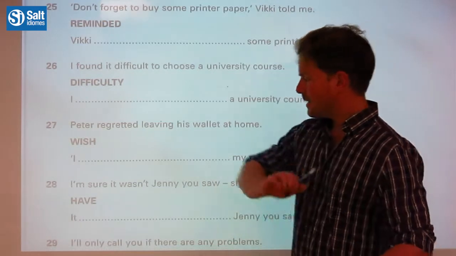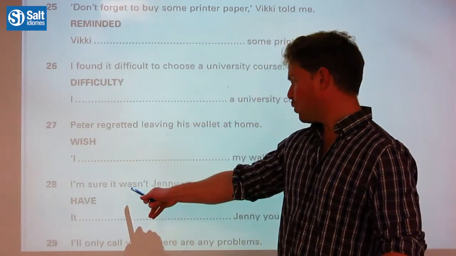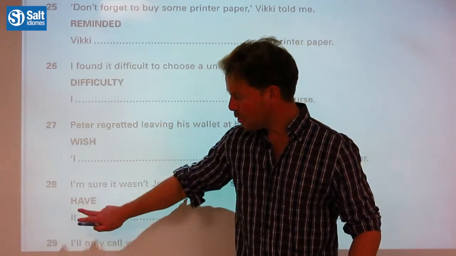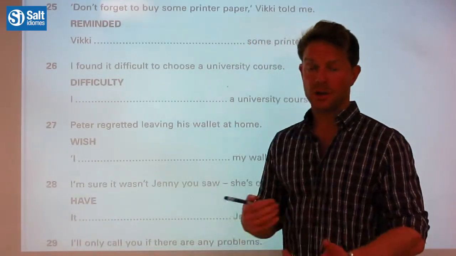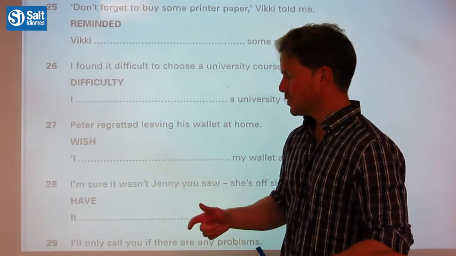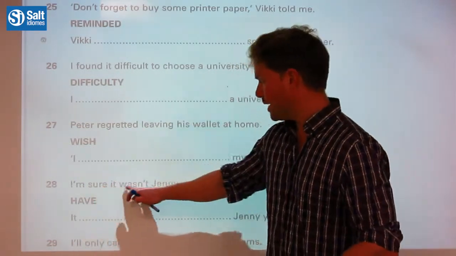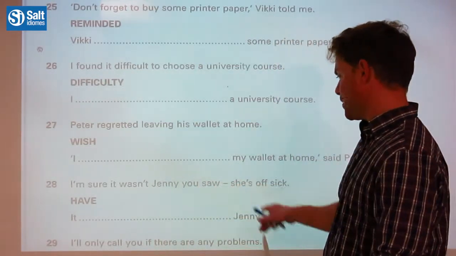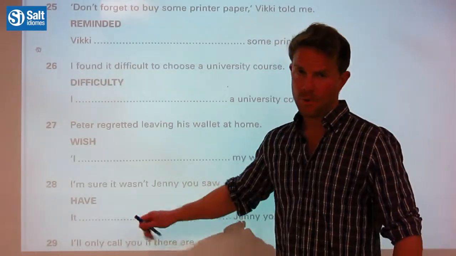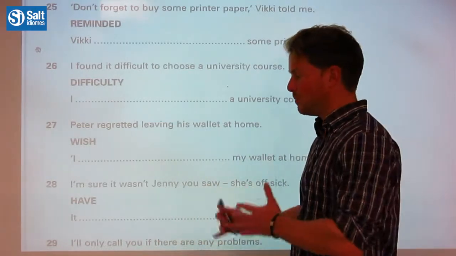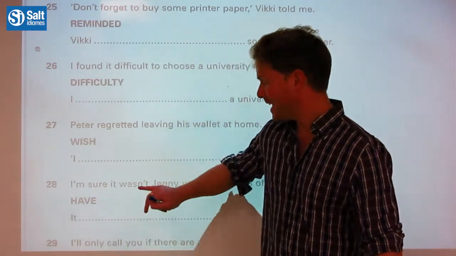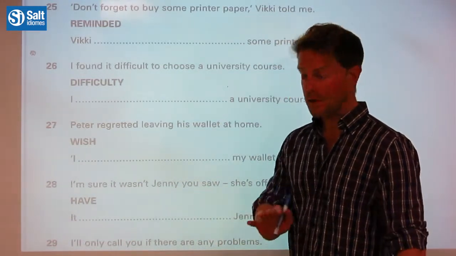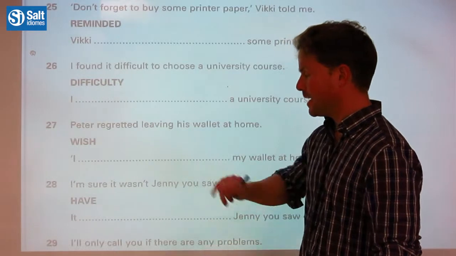Now let's take this one for example. I'm sure it wasn't Jenny you saw, she's off sick. Now, more often than not, when you have a have, you know it's going to be a modal perfect. So, I'm sure it wasn't, so it's negative. We know it's negative. It couldn't have been Jenny you saw. Very typical ones: must have been, could have been, should have been. If you've got a have and it's in the past, you know it's modal perfect, you have to use the past participle. Very important. The have never ever changes.